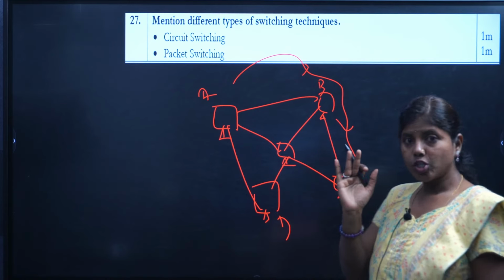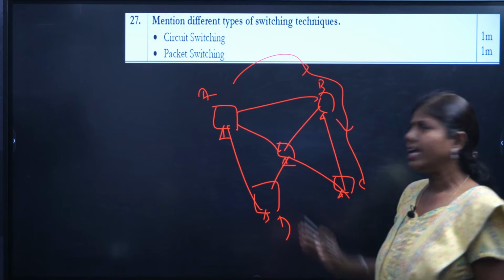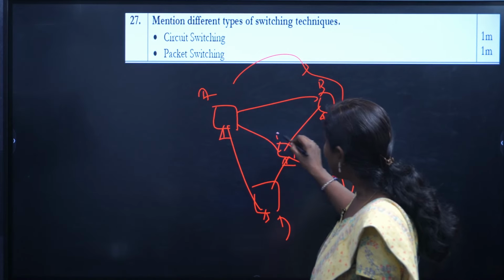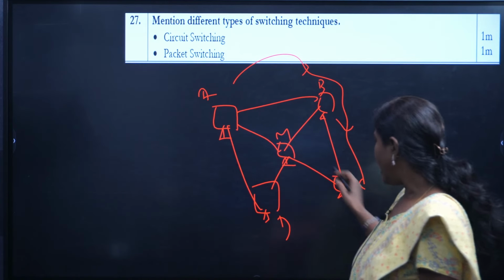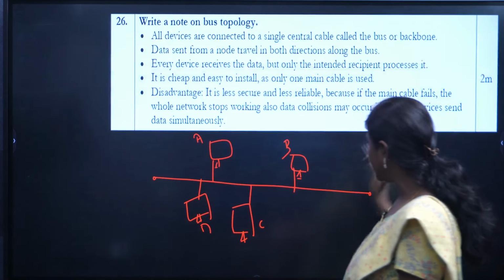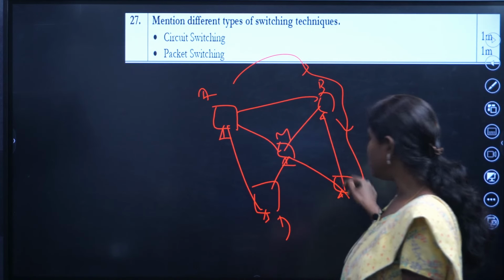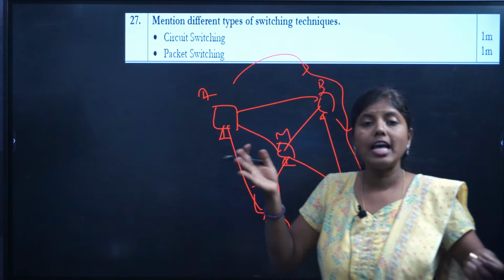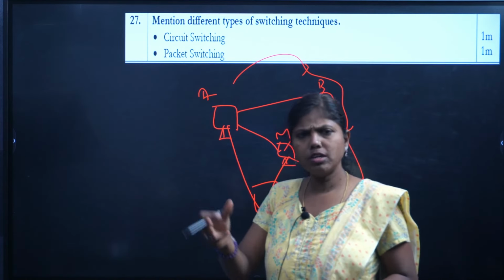What is packet switching? In packet switching, if A wants to communicate with C, it can take any route. It can go directly, or let's consider a main node M, so it can go to M and then C, or A, B, C, or A, D, M, C. Whichever route it takes, the entire message has to be broken down into packets.